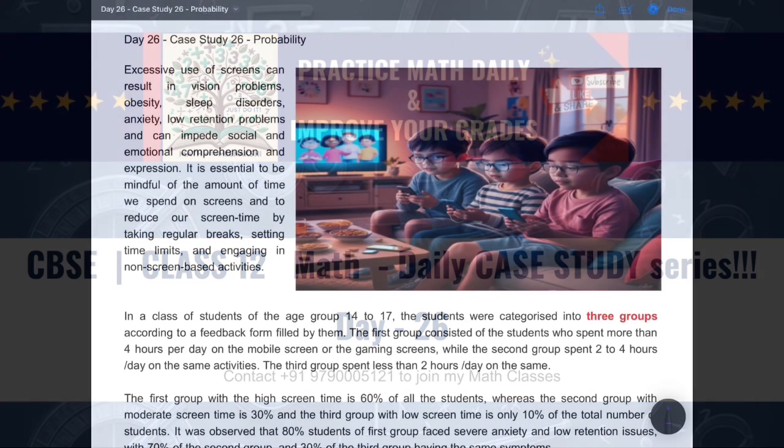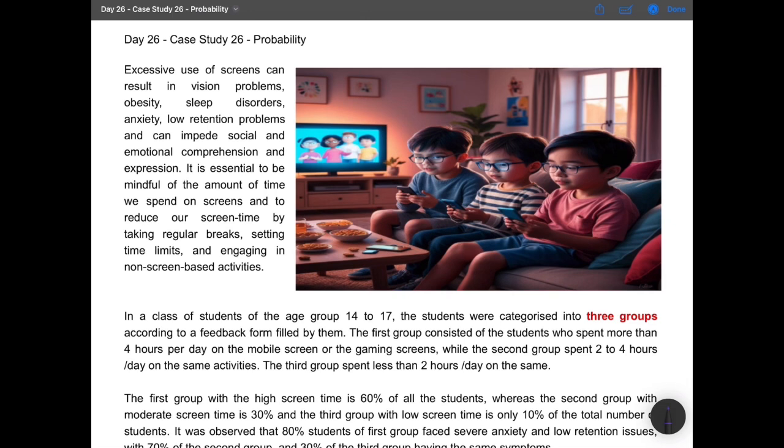The question goes like this: excessive use of screens can result in vision problems, obesity, sleep disorders, anxiety, low retention problems, and can impede social and emotional comprehension and expression. It is essential to be mindful of the amount of time we spend on screens and to reduce our screen time by taking regular breaks, setting time limits, and engaging in non screen based activities.